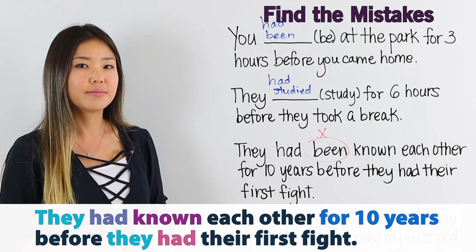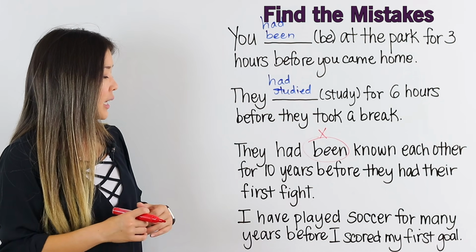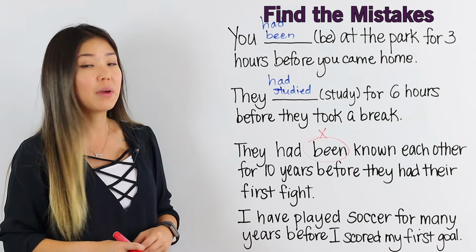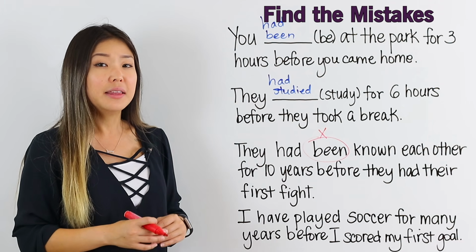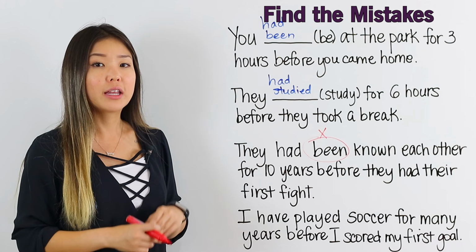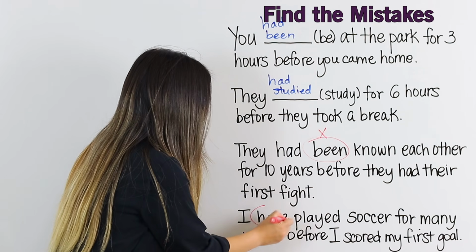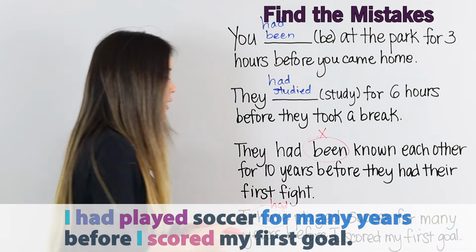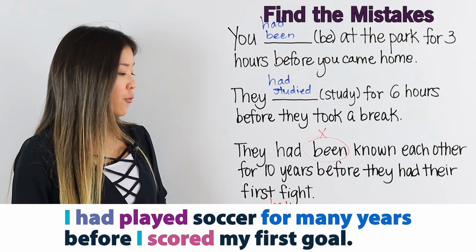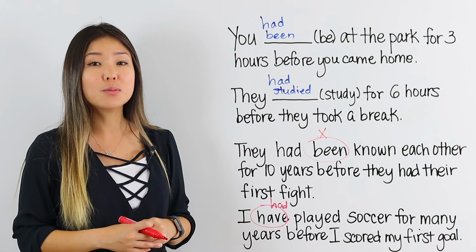The next sentence says, I have played soccer for many years before I scored my first goal. This sentence doesn't look wrong at first, but remember in the past perfect tense, we need to say had. I had played soccer for many years before I scored my first goal. Good job, everybody. Let's move on.